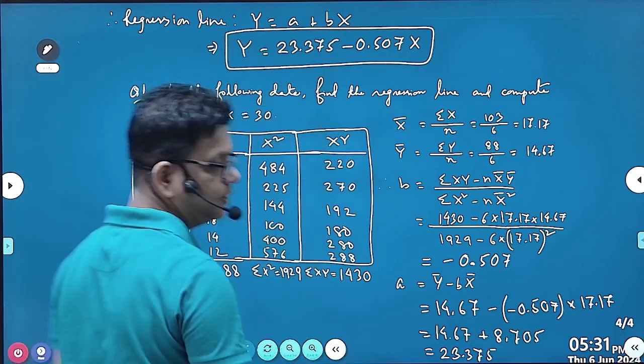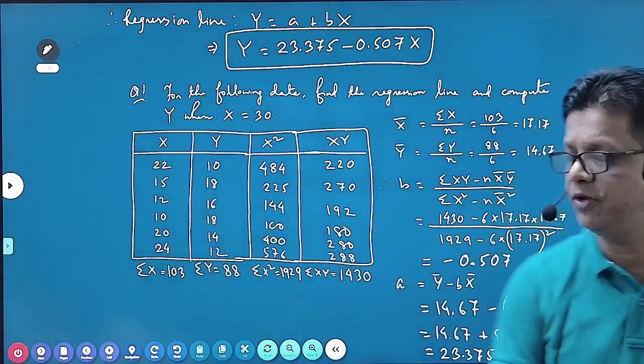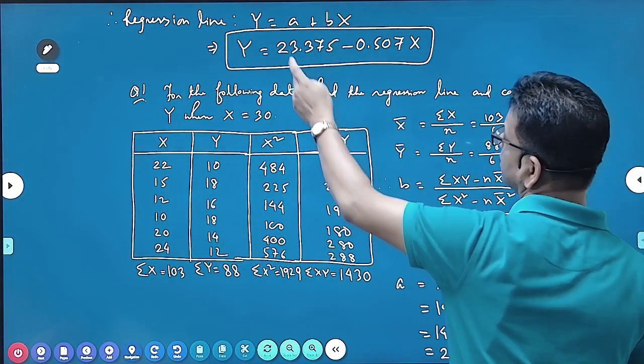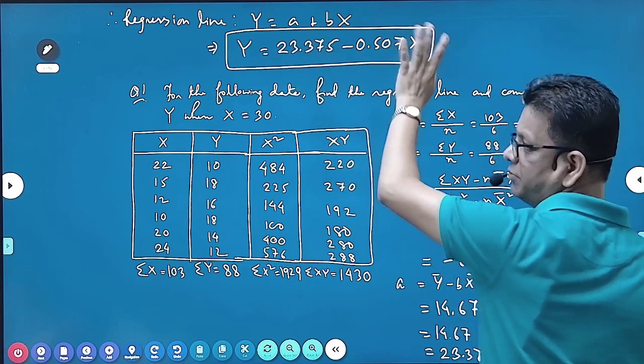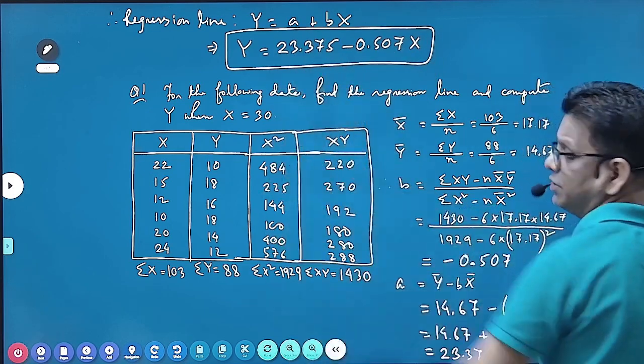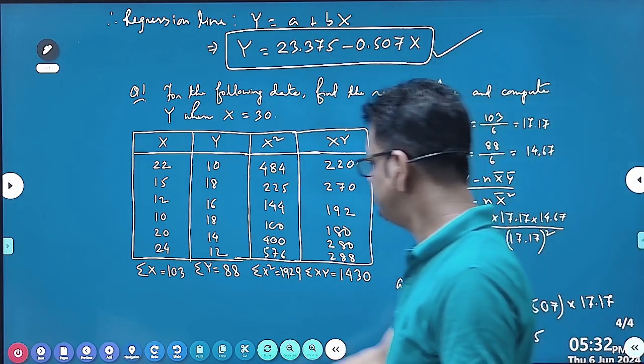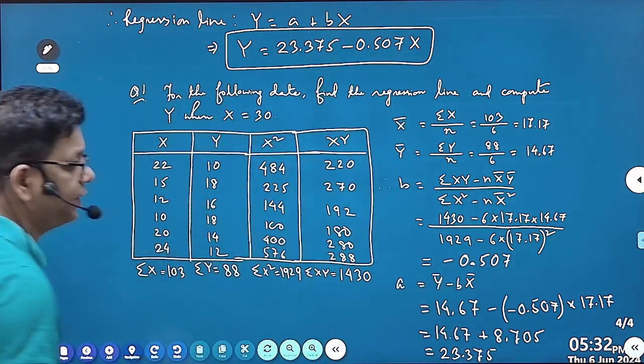Now, what comes in exam? You will have 4 different equations like this. Suppose y equal to this is one option. Another one is 23.34 minus something. Yes or no? So 4 equations are given. You have to choose the correct one after doing all these steps. So equations will be given, and you have to choose the correct equation.